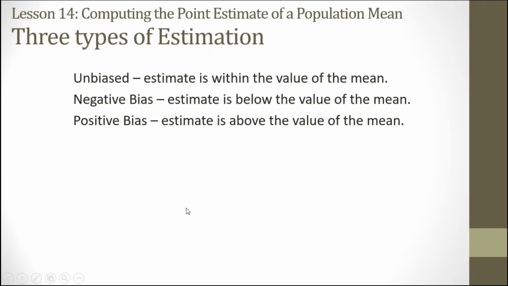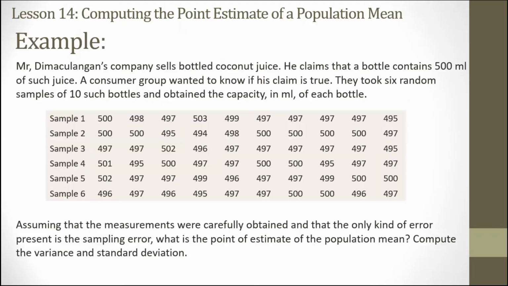Okay? Next, we have three types of estimations. We have the unbiased, where the estimate is within the value of the mean. Negative bias estimate is below the value of the mean, and positive bias estimate is above the value of the mean. So ito yung sa madaling sabi, ito yung pagtatansya. Kung unbiased, ito yung ating estimate ay malapit sa mean. Kapag negative bias naman, ito ay sobrang layo or sobrang baba sa mean. Then kapag positive bias, ito ay sobrang taas dun sa mean. Okay? Good.